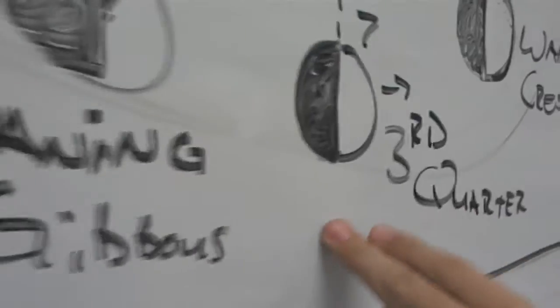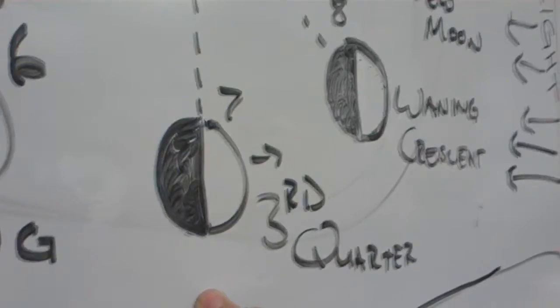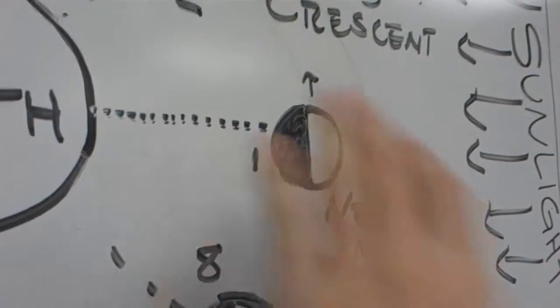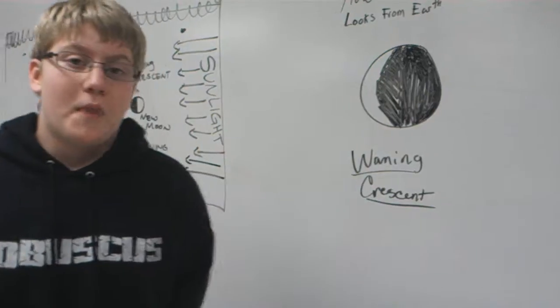If you look right here, right now we're at 21 days. And on the other side would be 7 days. This would be the start of the days, 28 days, which is what the full lunar cycle is.